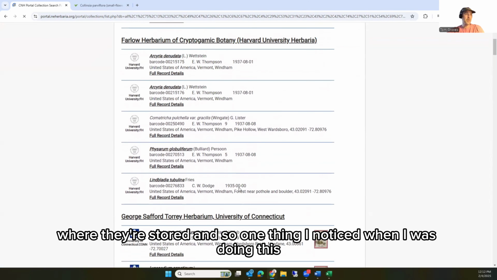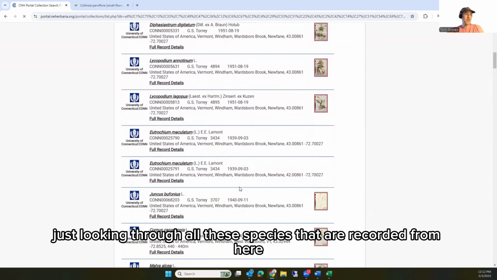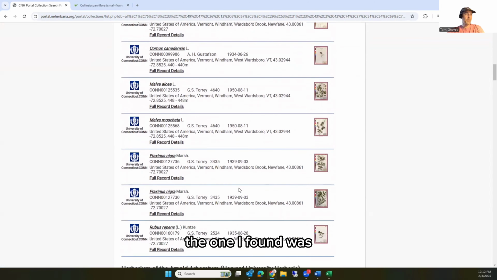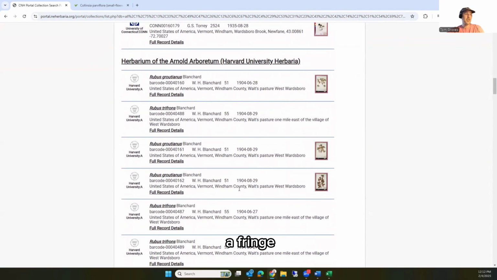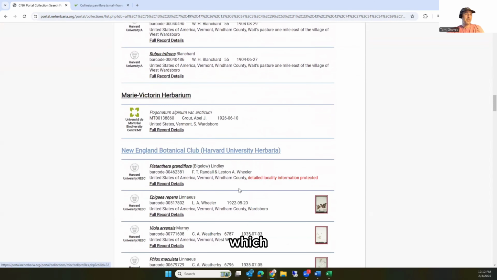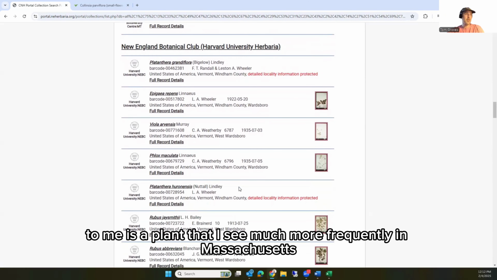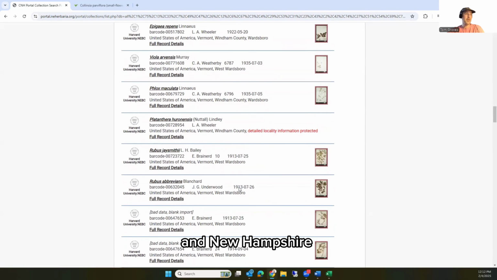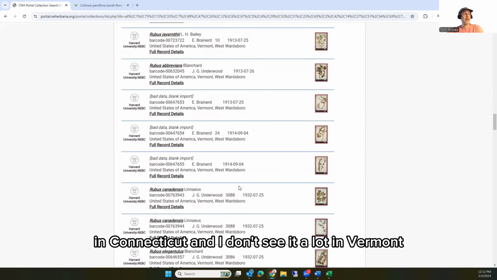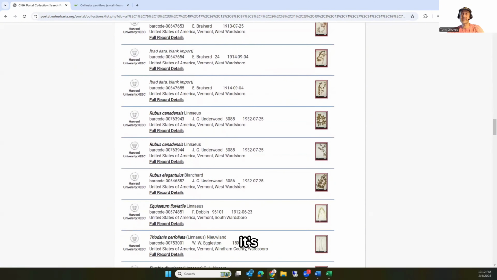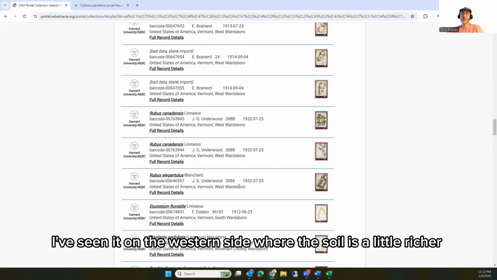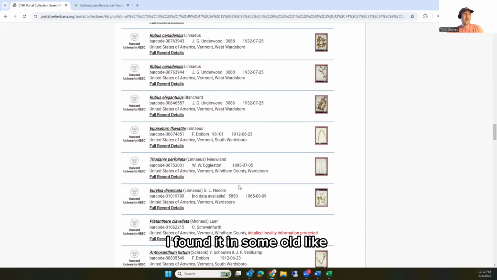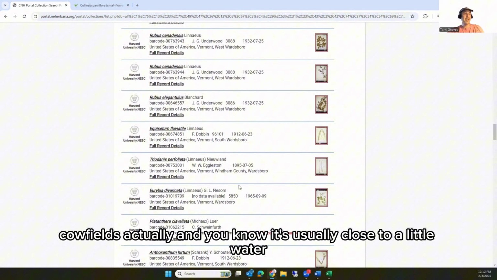One thing I noticed when I was looking through all these species recorded from here was the greater fringed gentian, which is a plant that I see much more frequently in Massachusetts, New Hampshire and Connecticut. I don't see it a lot in Vermont. I've seen it on the western side where the soil's a little richer. I found it in some old cow fields actually. It's usually close to a little water, but it's found in disturbed sites.